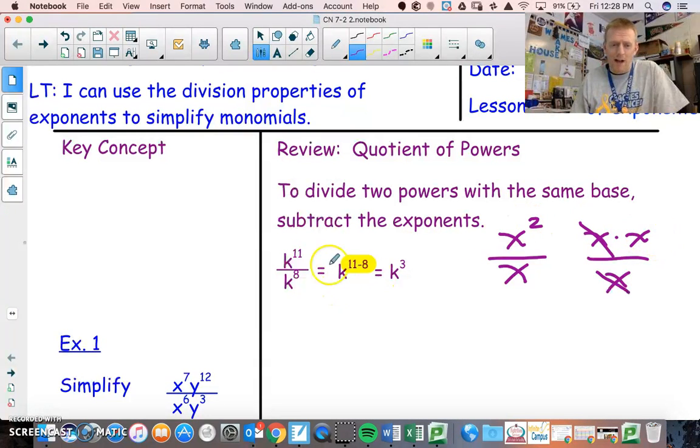So you're just subtracting. If I have 11 x's on the top and 8 x's on the bottom, 8 x's from the top and bottom can simplify, so there are only 3 of them left over. So we just subtract. So here are the examples.